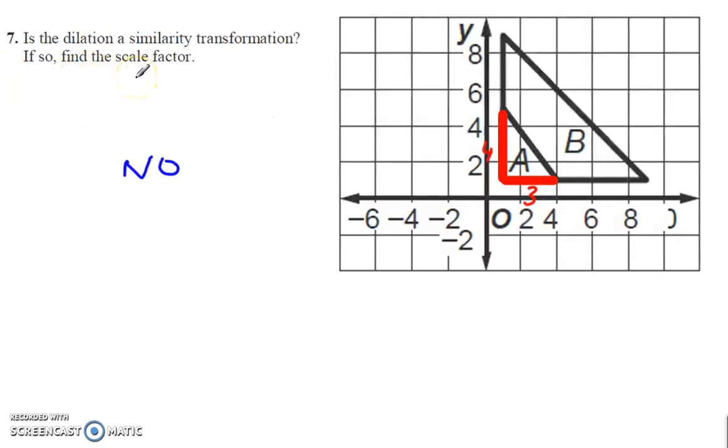Okay, here, notice that this length is 3. 1, 2, 3. This is 4. 1, 2, 3, 4. Whereas on the large triangle, this is 8 and this is 8. So those two are not similar. Or you could look at these two lines and say these two are not parallel. So it is not a similarity transformation.